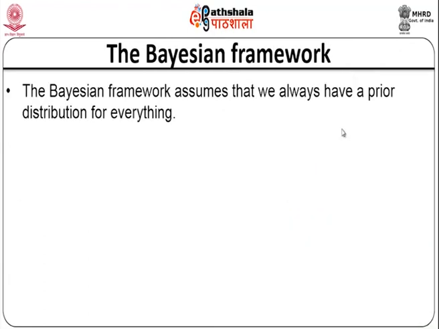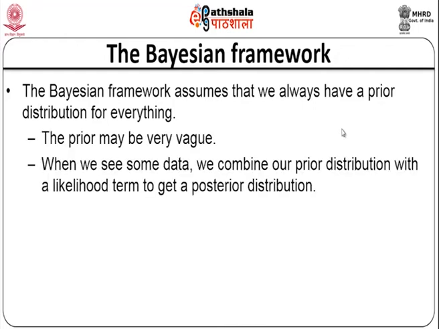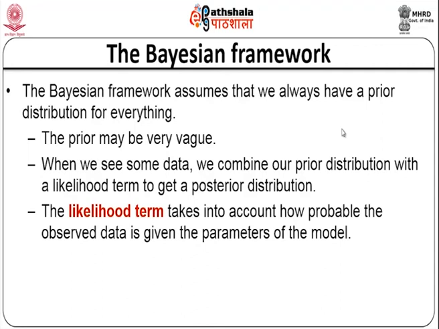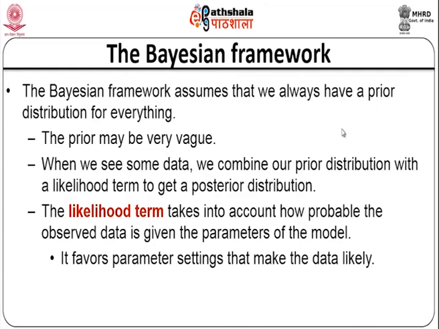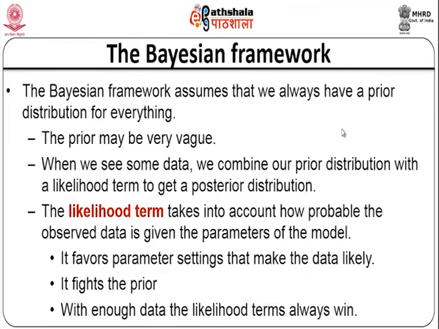The Bayesian framework assumes that we always have a prior distribution for everything. Okay, we always assume there is a prior distribution for everything, and the prior may be very vague. When we see some data, we combine our prior distribution with a likelihood term to get a posterior distribution. Remember, this is got from the Bayesian theorem. The likelihood term takes into account how probable the observed data is given the parameters of the model. So that is the job or the role of the likelihood term, and it favors parameter settings that make the data most likely. It fights the prior, because if you have done it only according to the prior, you are not considering the observations that you have seen. With enough data, likelihood has more weightage than the prior.